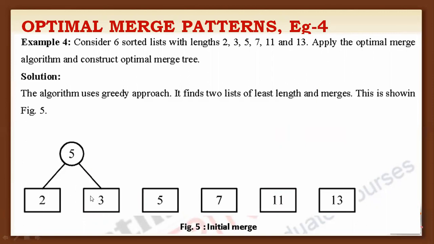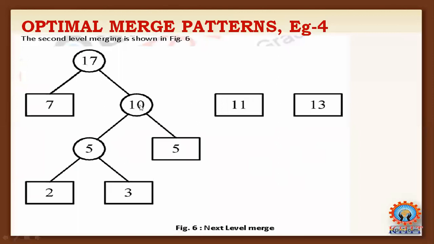Then apply merge. When we merge these two, we will get 5. The result cost is 5. Next, we identify the smallest file size. The smallest file size is 5. Simply merge 5 with this cost. Total 5 plus 5, 10, we will get. So 10 will be generated. Next, merge 10 with the smallest file 7, and we will get the cost 17. Next we can merge 17 with 11.